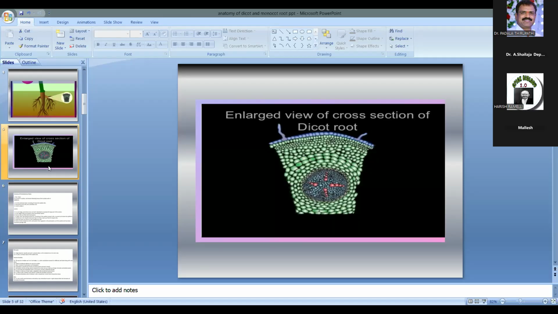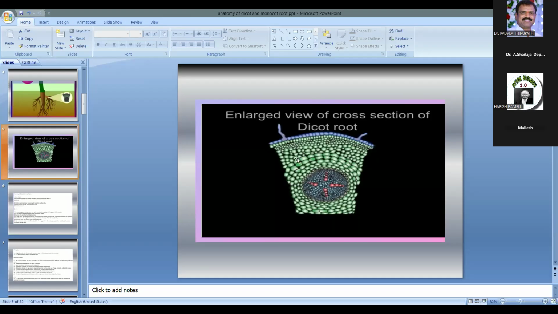The roots can be differentiated from the stem on the basis of the following characters. Mainly, stomata and cuticle are absent in the epidermis. What is the difference between root and stem? I will explain this. Unicellular root hairs arise from the epidermis, and the cortex is well developed. See here, this is the cortex, below the epidermis.